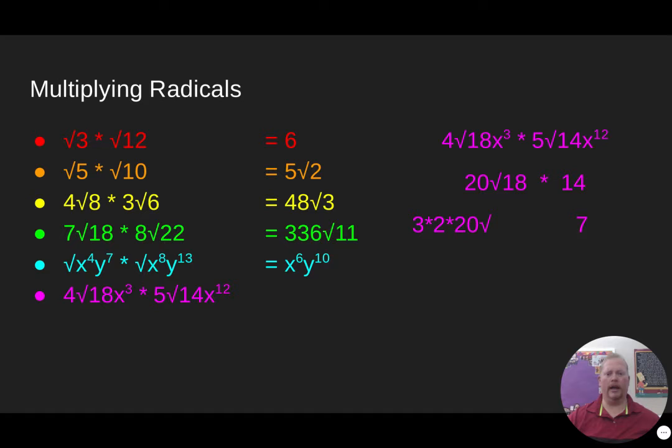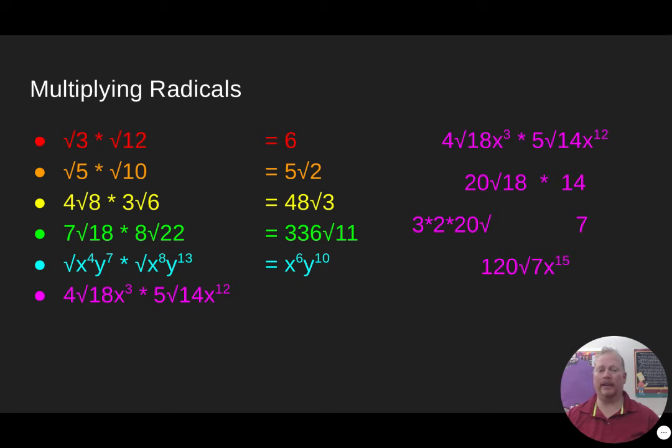So 3 times 2 times 20, that's 120. So I get 120 times the square root of 7. But that's just dealing with the numbers. I haven't even touched the x's yet. So let's go ahead and multiply that. So I've got x to the 3rd and x to the 12th. That makes x to the 15th.